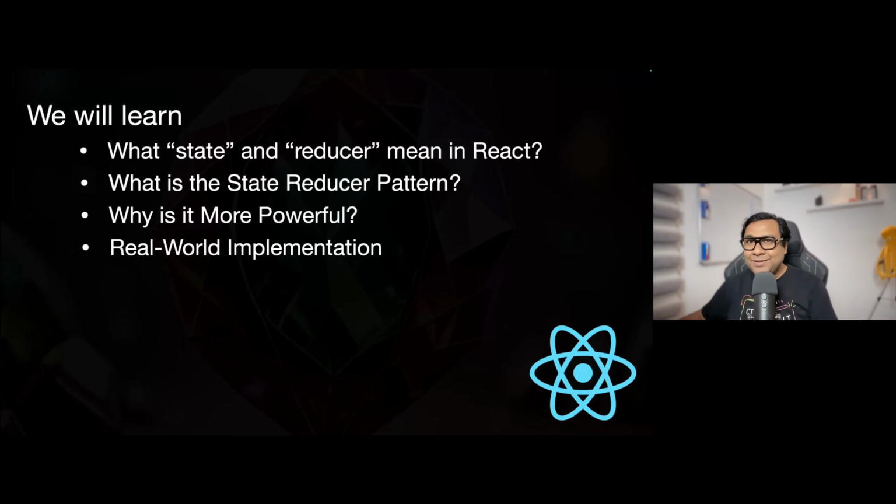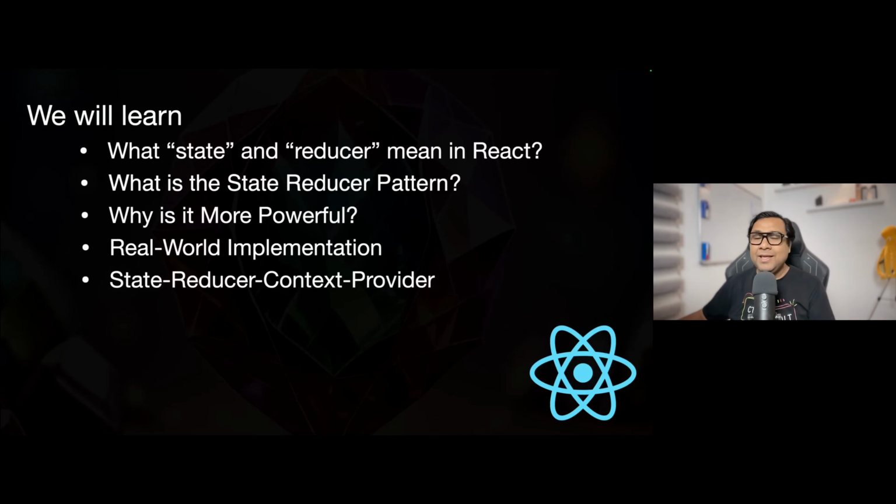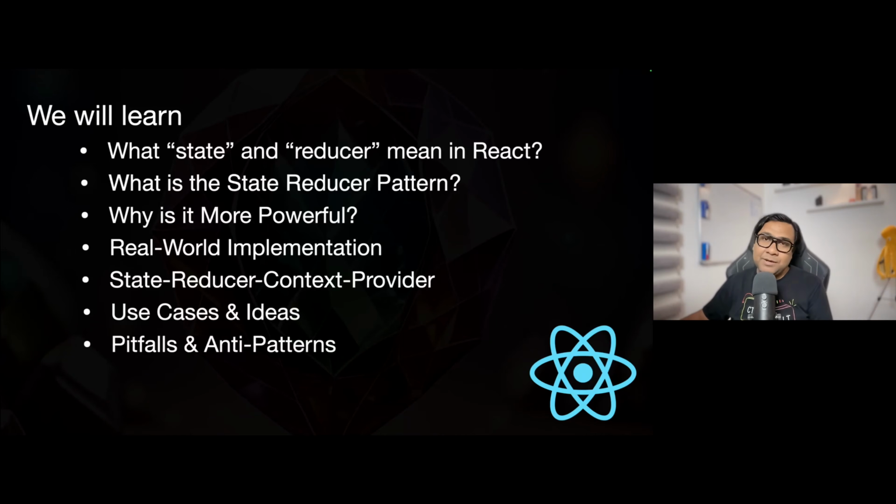Then we're going to do something really magical. We're going to bring state reducer, context provider, and even hooks together. When multiple patterns come together, it makes things much stronger. We're going to see some examples and a code walkthrough with that. Then we'll be talking about, as usual, use cases and ideas, anti-patterns and pitfalls, and at the end, tasks and assignments for you. Excited?